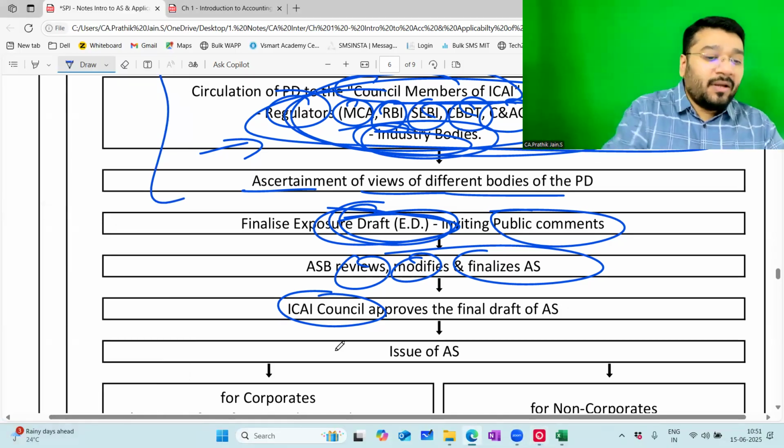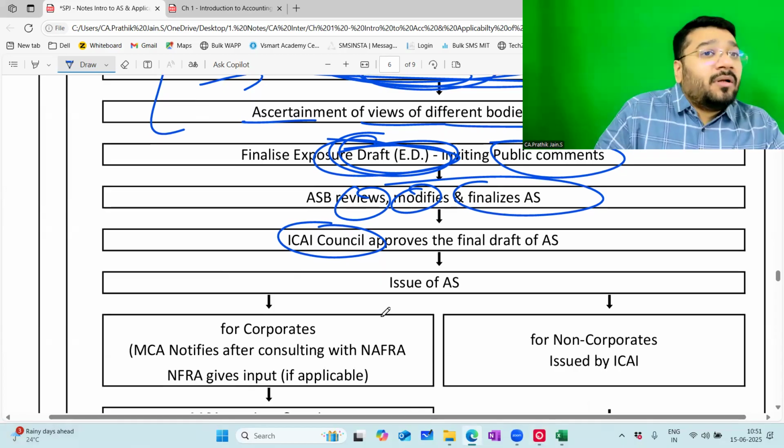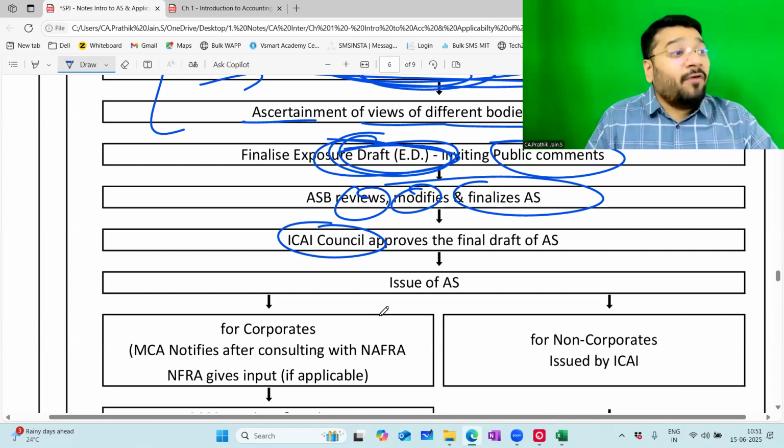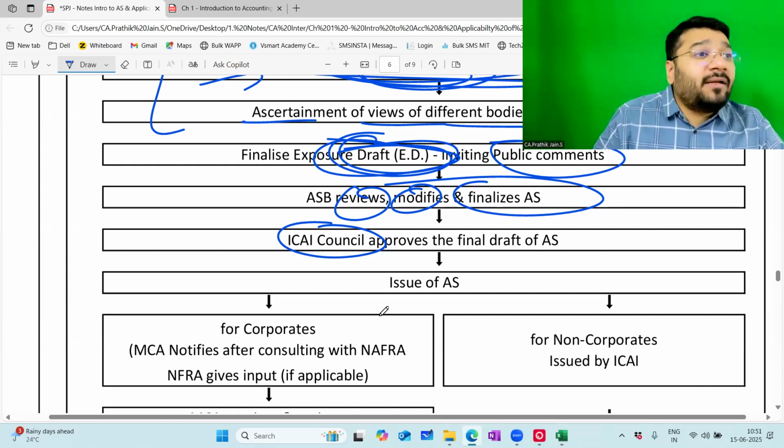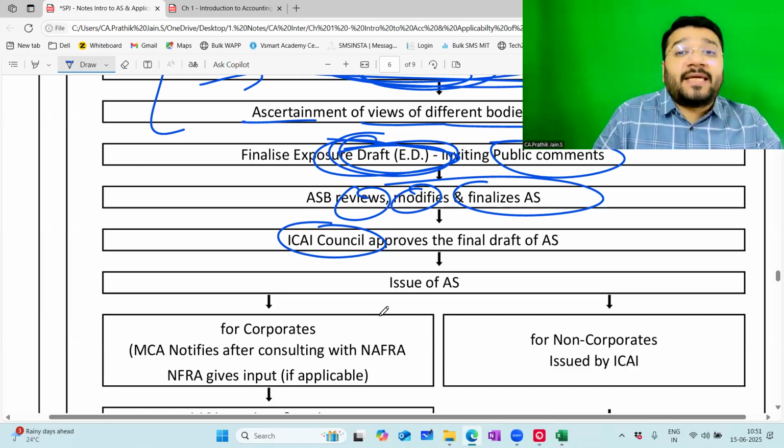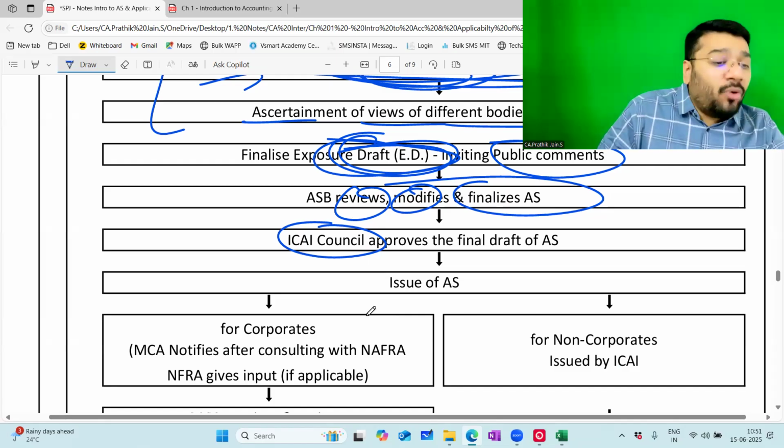Yes, sir. Now, the accounting standard issued by ICAI is not applicable to the corporates. For it to be made applicable to the corporates, you have to get the notification from MCA. So therefore, ICAI will now recommend these accounting standards, which are approved by the council, to MCA.